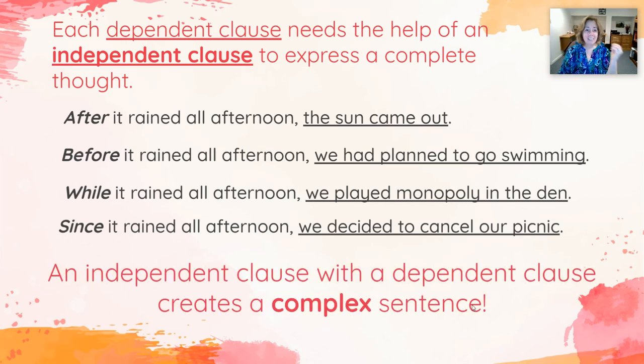An independent clause joined with a dependent clause creates a complex sentence. Both of those have to be in the sentence for it to be complex.